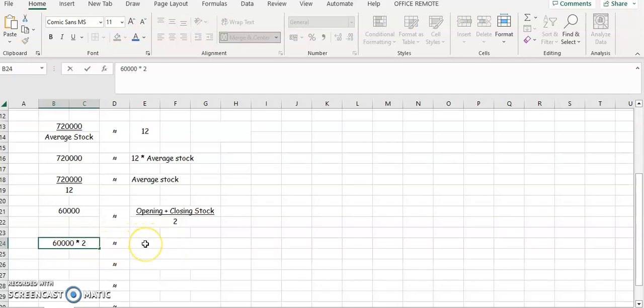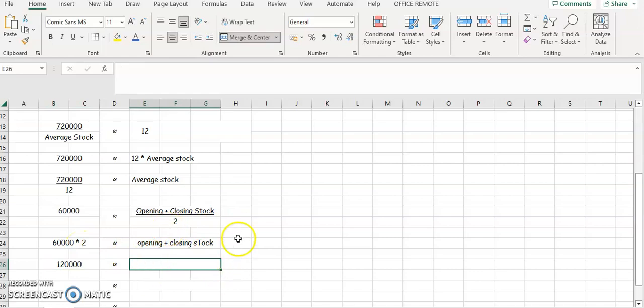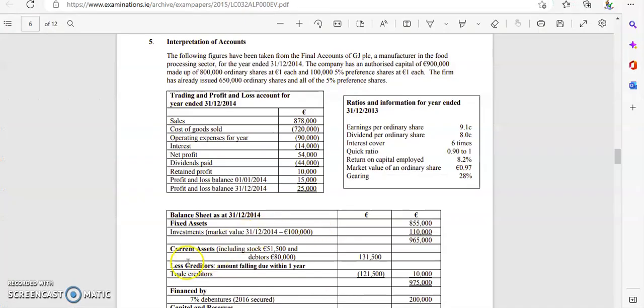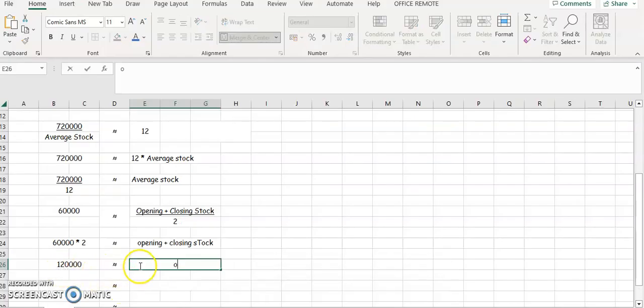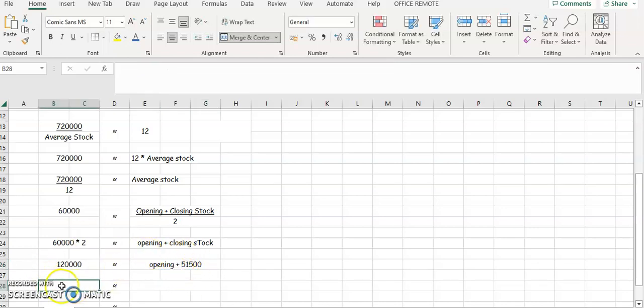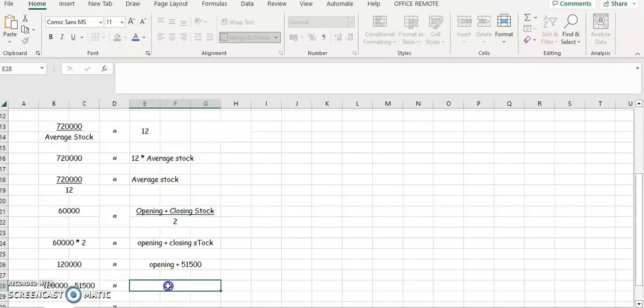So 60,000 multiplied by 2 is equal to opening plus closing stock. So 60,000 multiplied by 2 is 120,000. Now we're going to go back to our question and find out what our closing stock is. In our question, down here in our current assets, our closing stock is 51,500. So 120,000 is equal to opening plus 51,500. Now we can bring the 51,500 back over the equals. Adding on one side, once we bring it over the equals, it becomes minus. So 120,000 minus 51,500 is equal to your opening stock.